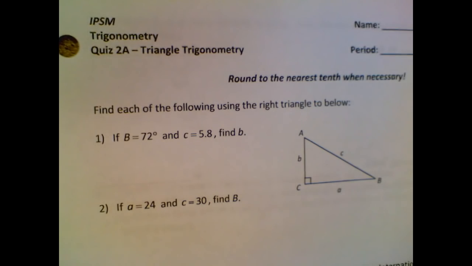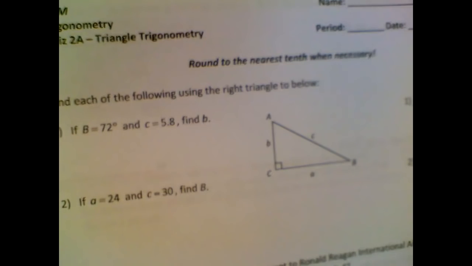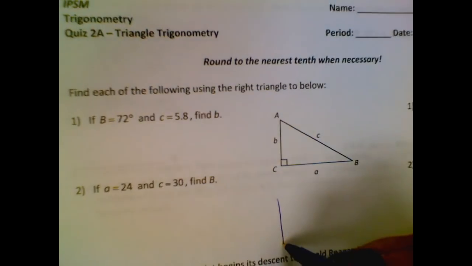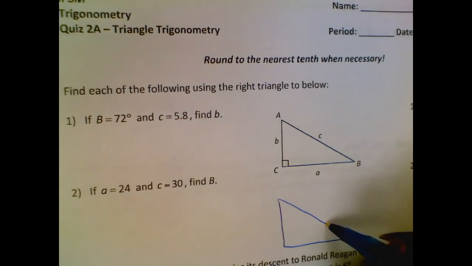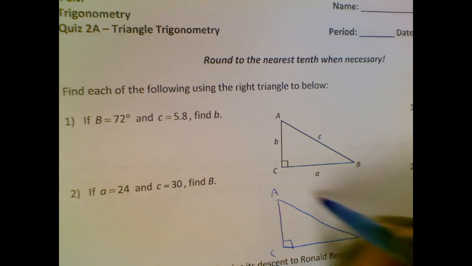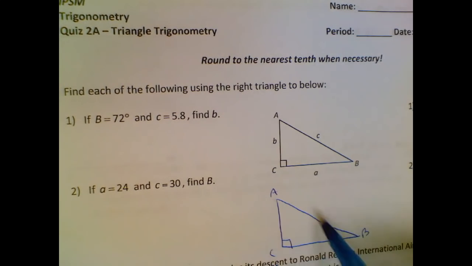For each of the following, use the right triangle below. Basically, when they give you a triangle like this on the test, go ahead and draw another one just like it for the second one. I only gave you one, so just make sure you know that you have to do this for the second one. So we'll use this one for the first one, this one for the second one.